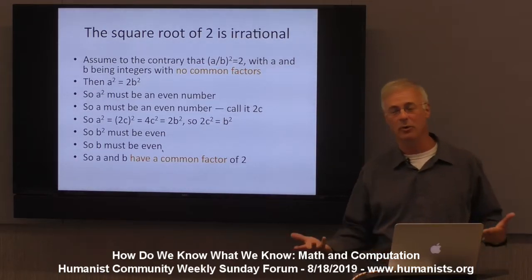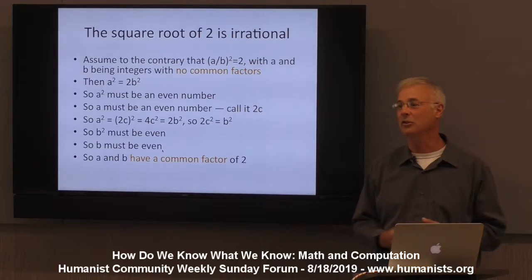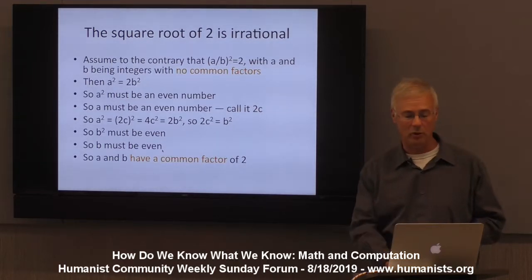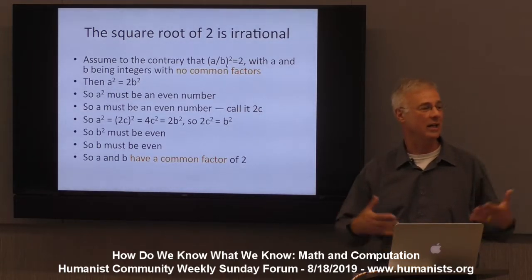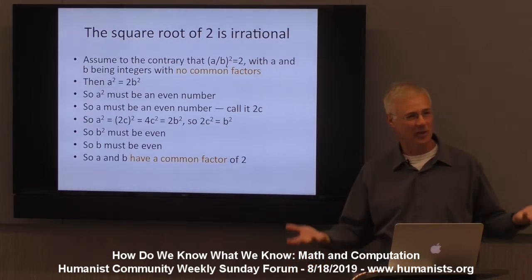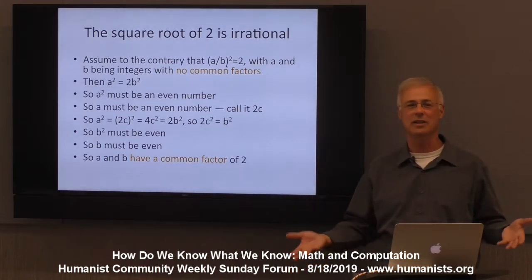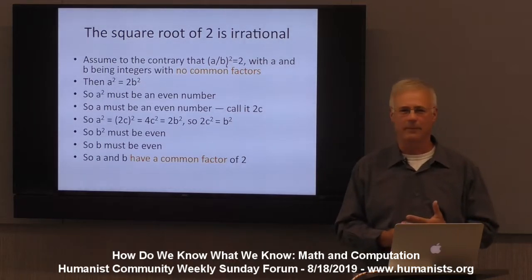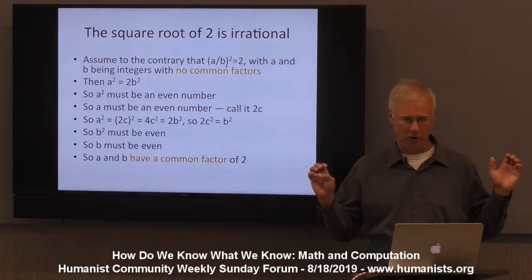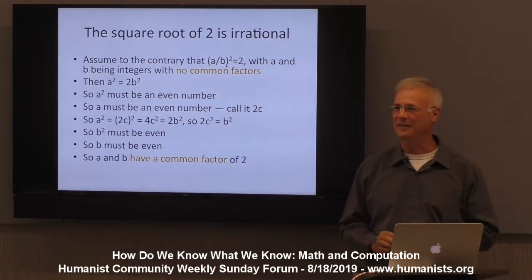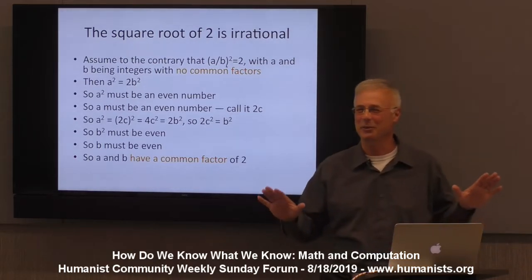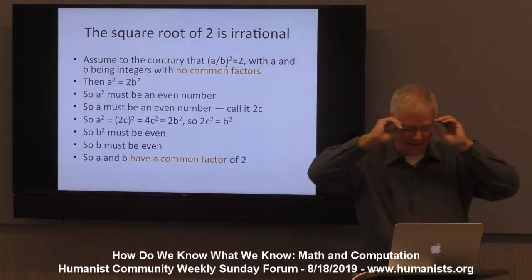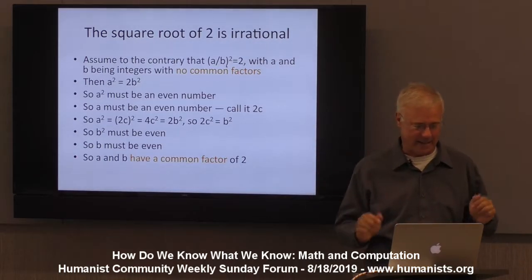And so a and b are both even, and so they must have a common factor, namely 2. But we assumed up here that they have no common factor, so now we've gotten to a contradiction. And so the assumption that we made in order to reach that contradiction cannot be true, and that's how we know that the square root of 2 is irrational. This caused scandal among the ancient Greeks. They tried to suppress this knowledge. They thought it was horrible, ungodly. It was a big deal back then.